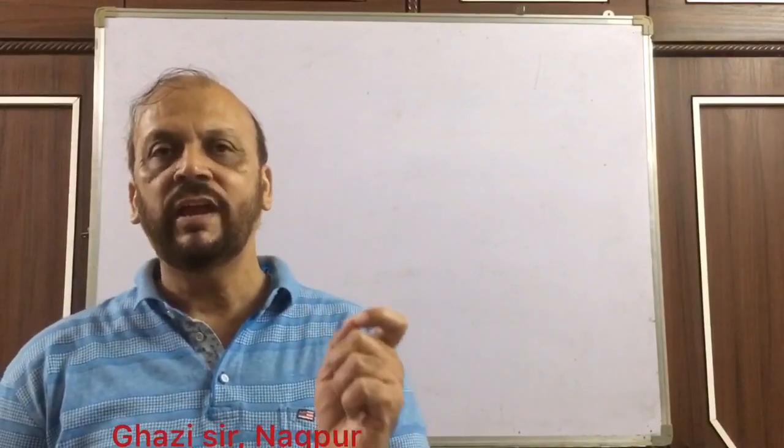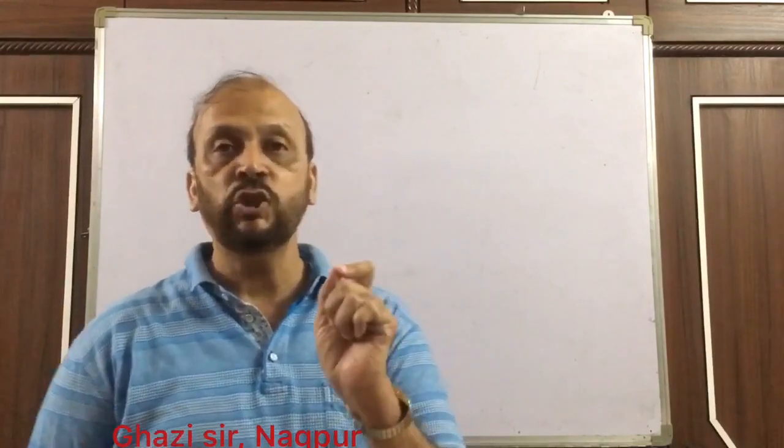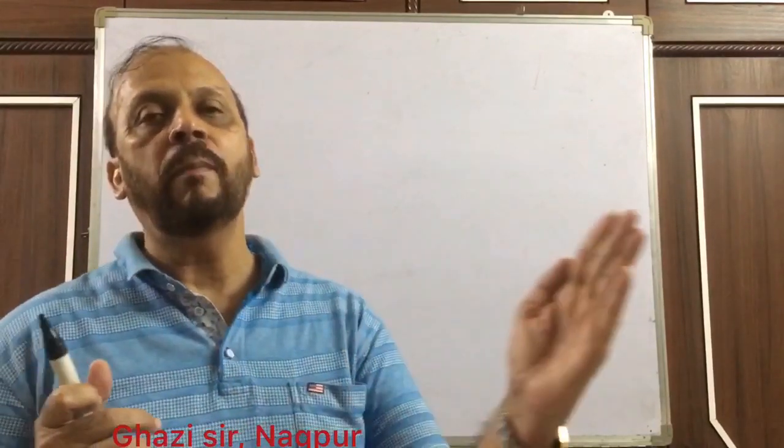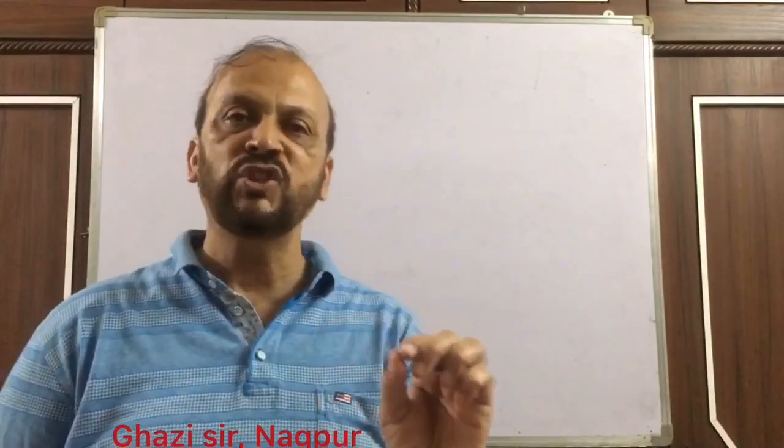Hello students. In the last period we had discussed distance and displacement. Motion: when an object has changed its position, it is said to be in motion. If it is not moving at all, it is said to be at rest. The actual path traveled by the particle is called path length or distance, and the shortest distance between the initial point and the final point is called displacement.